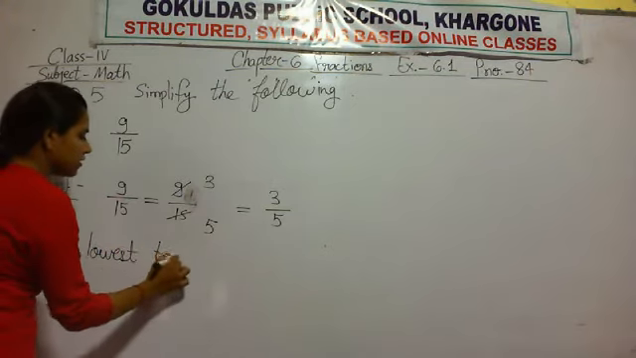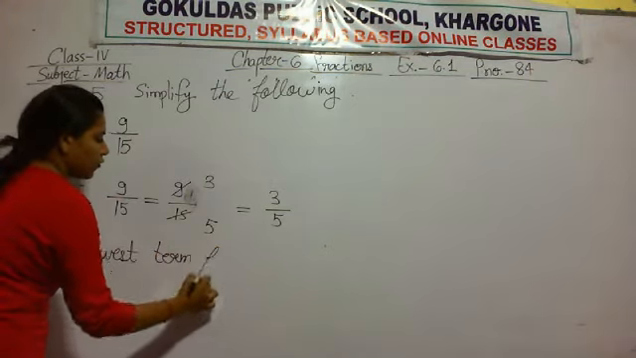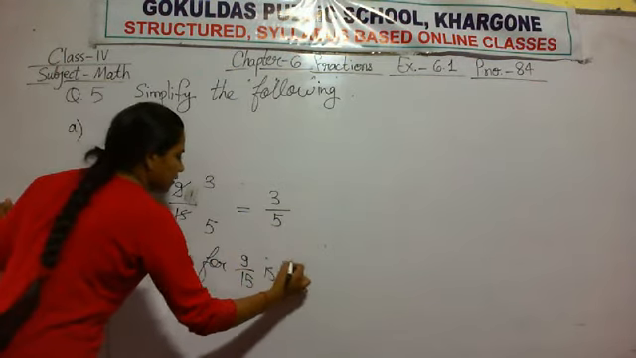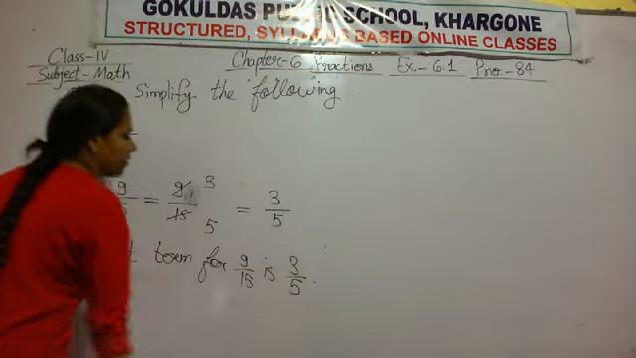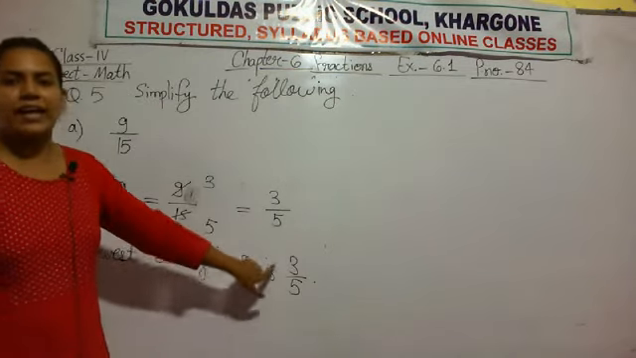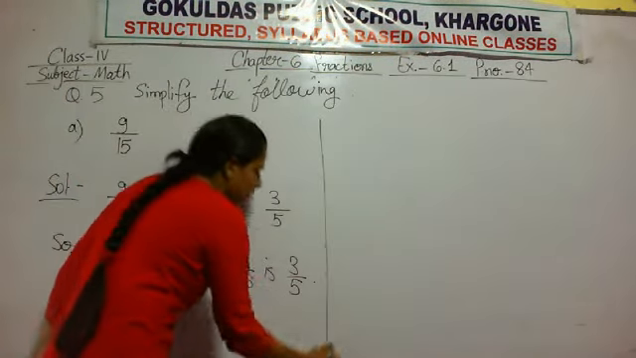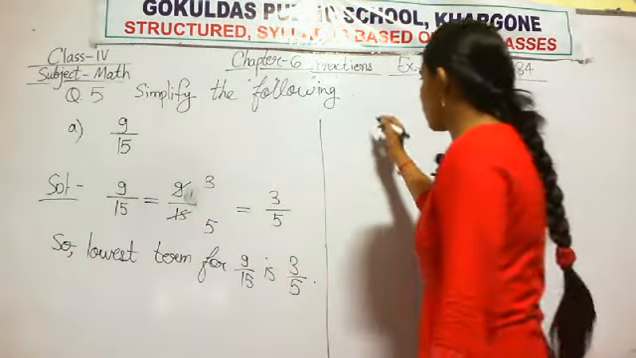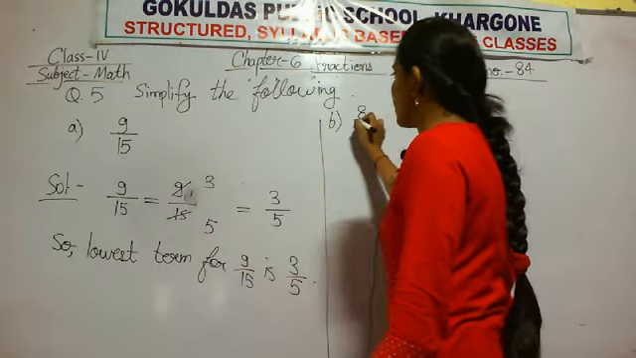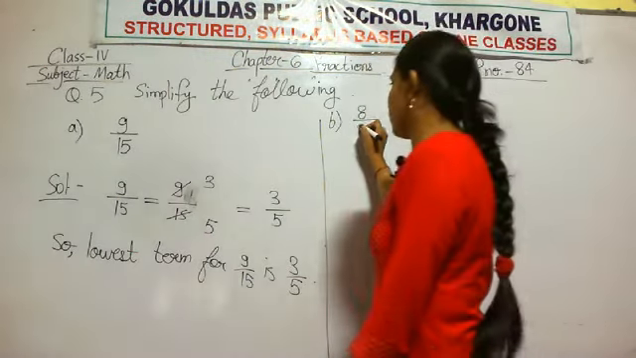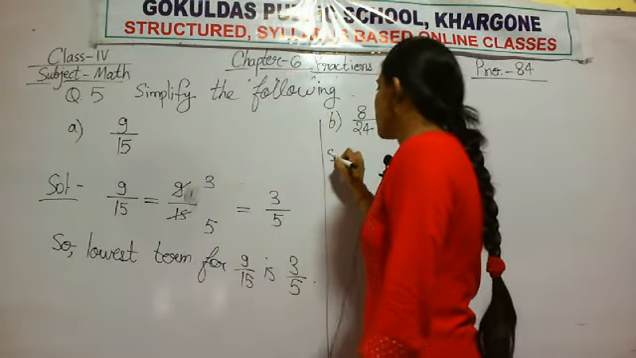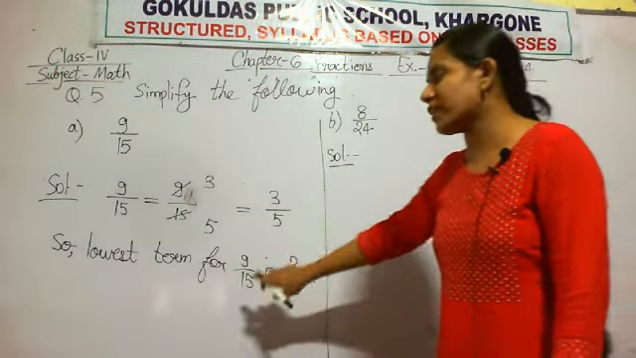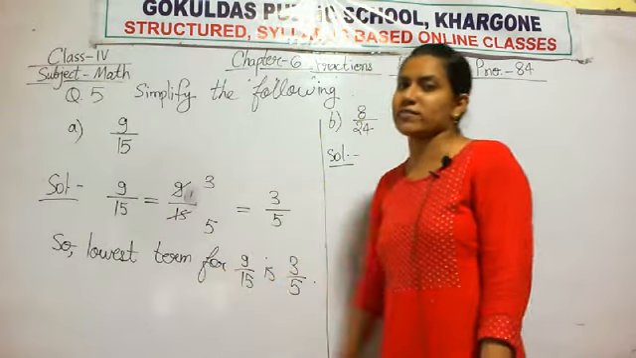So the lowest term for 9 upon 15 is 3 upon 5. Now question number B. The given number is 8 upon 24. What is your task? You want to simplify it to the lowest term.